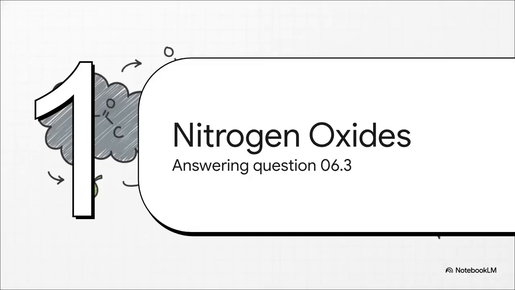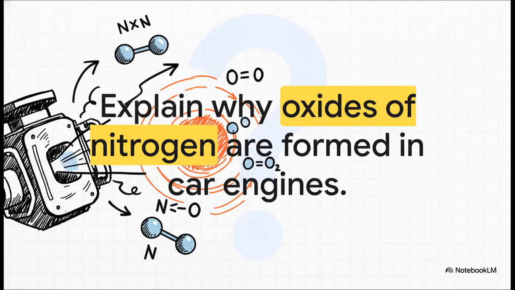Okay, let's move on to the final part of this question. This one zooms in on another nasty pollutant that's created in car engines, nitrogen oxides. This question really gets to the why. I mean, why do these specific pollutants form in this specific environment? Think about it. The air all around us is nearly 80% nitrogen, and that nitrogen is famously unreactive. So what on earth is so special about a car engine that makes it react?